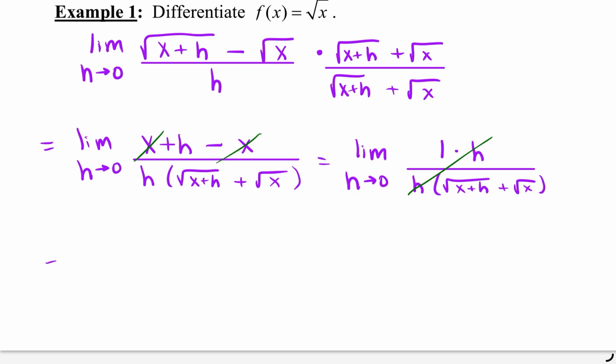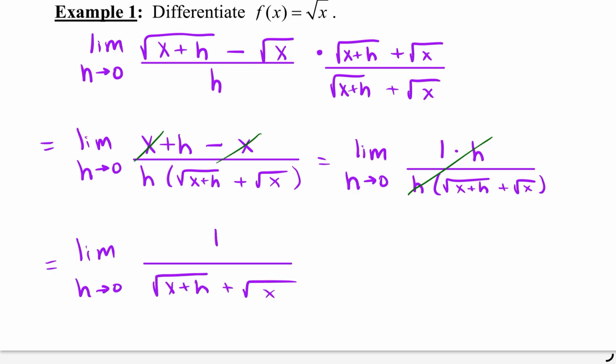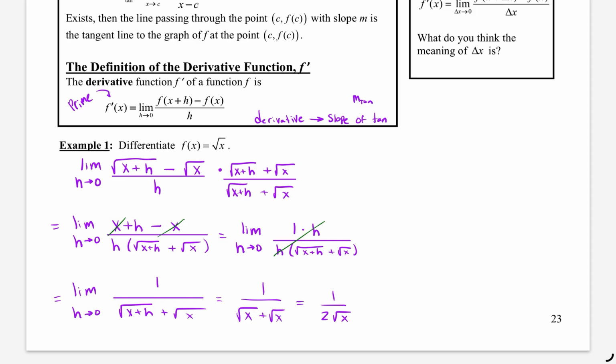So now I have the limit as h approaches 0 of 1 over the square root of x plus h plus the square root of x, and now I can substitute in 0. So I get 1 over, well, x plus 0 is x, so I have the square root of x here, and I plugged in 0 here, x plus 0 is x. Then if I add square root of x plus square root of x, I get 2 square root of x. And that is the full derivative of square root of x. Again, that's the derivative, or the equation to calculate the slope of the tangent line.